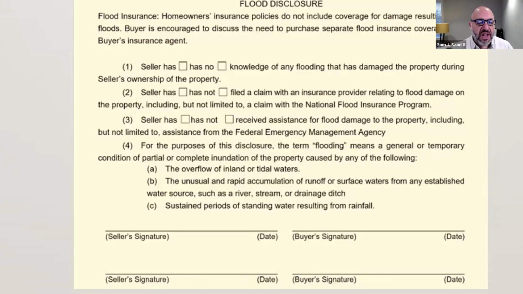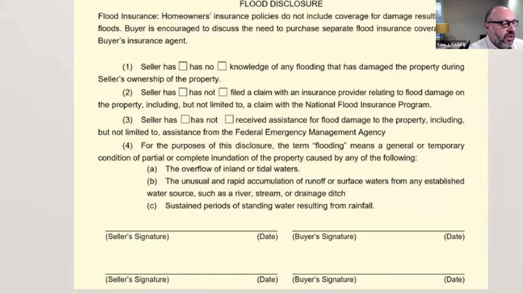And now the definition of flooding is very interesting because it says a general or temporary condition of partial or complete inundation of the property caused by any of the following: overflow of inland or tidal waters, that's your typical hurricane flooding, unusual or rapid accumulation of runoff or surface waters from any established water source, such as a river, stream, or drainage ditch, that's more flooding quickly, and then sustained periods of standing water resulting from rainfall.